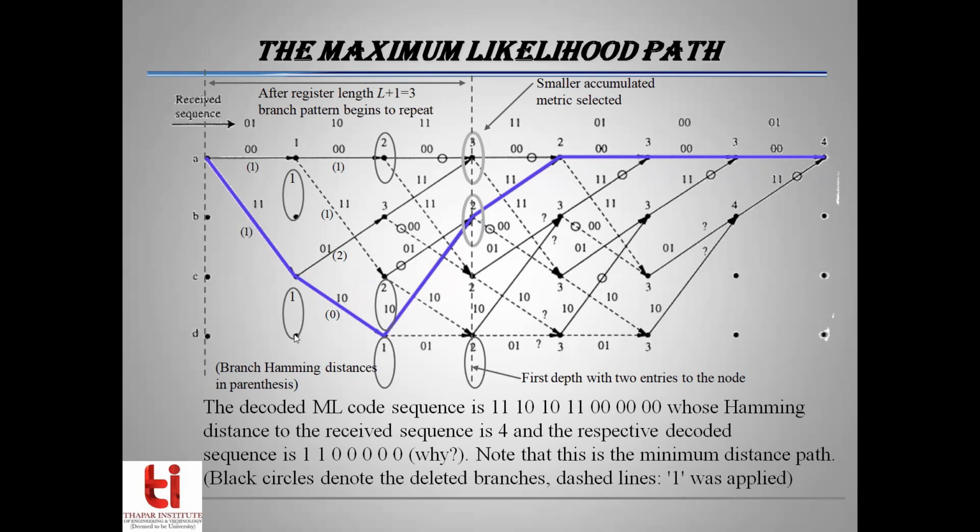So only those branches were eliminated for which the branch Hamming distance was greater than that of another comparable branch. Okay, and only the branch with the least Hamming distance was kept.